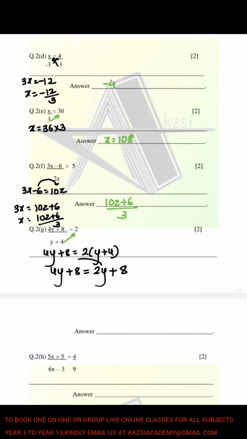Transposing 2y onto the left hand side and 8 onto the right hand side, you will get 4y minus 2y and 8 minus 8. 2y equals 0, and dividing both the sides by 2, you will get y equals 0. So that's our answer.